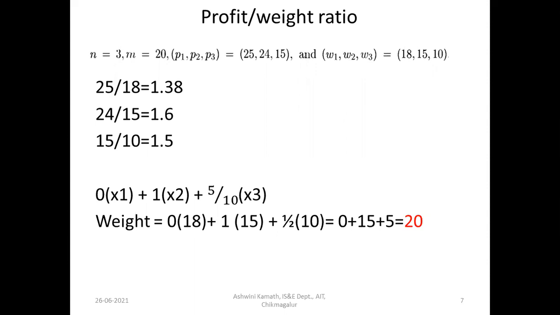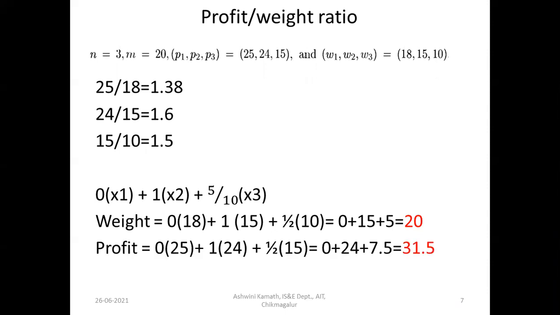So 0 into 18 plus 1 into 15 plus half into 10. So 1 by 2 of 10, half of 10, which is equal to 5. 0 plus 15 plus 5, which is equal to 20. Profit earned will be 0 into 25, 1 into 24, half into 15, which is equal to 0 plus 24 plus 7.5, which is equal to 31.5.